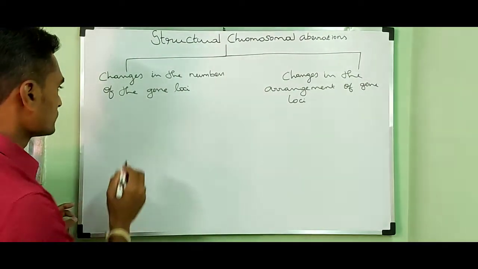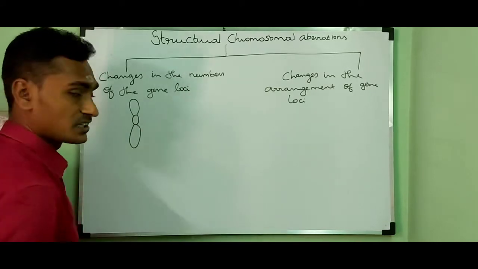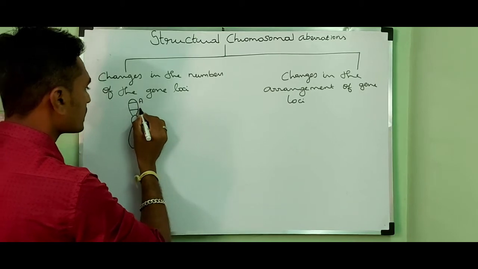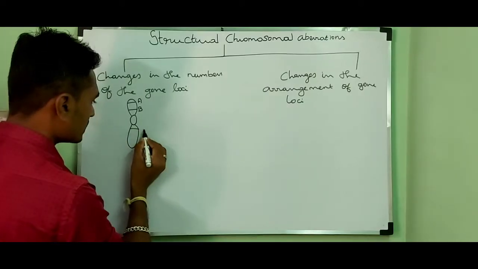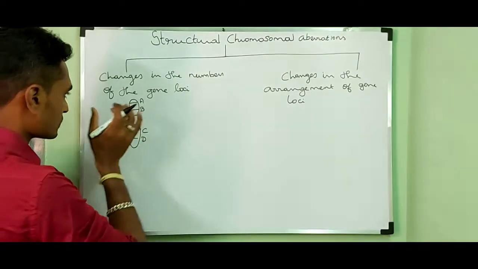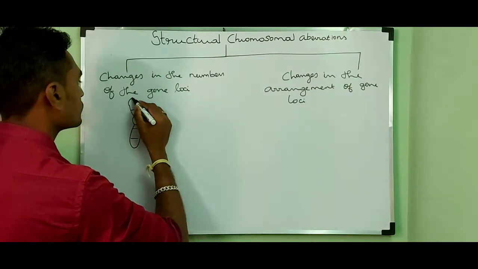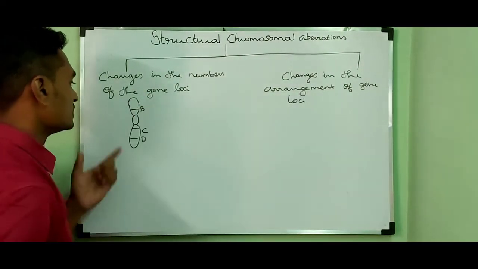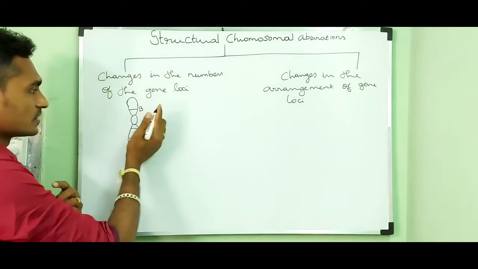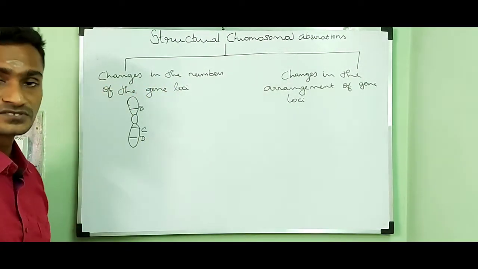That means, take a chromosome which contains the alleles capital A, capital B, and on the long arm, capital C, capital D. If the mutation takes place in that chromosome and one portion is deleted, this is a change in the number of gene loci. Here you can find capital B only.